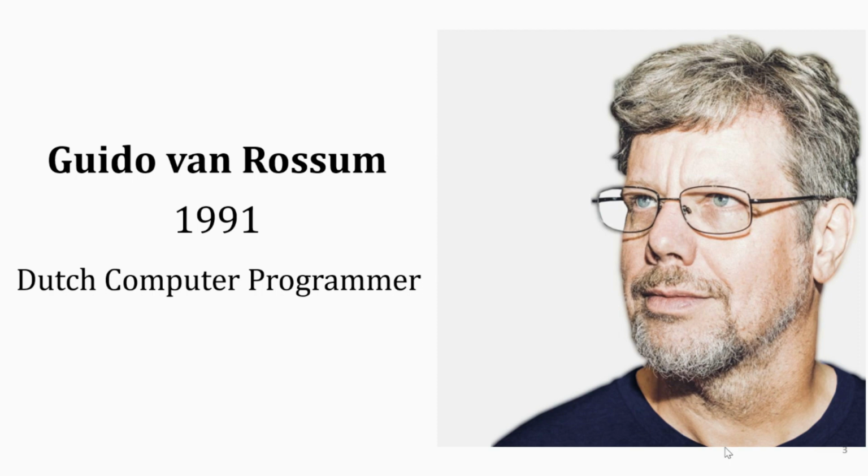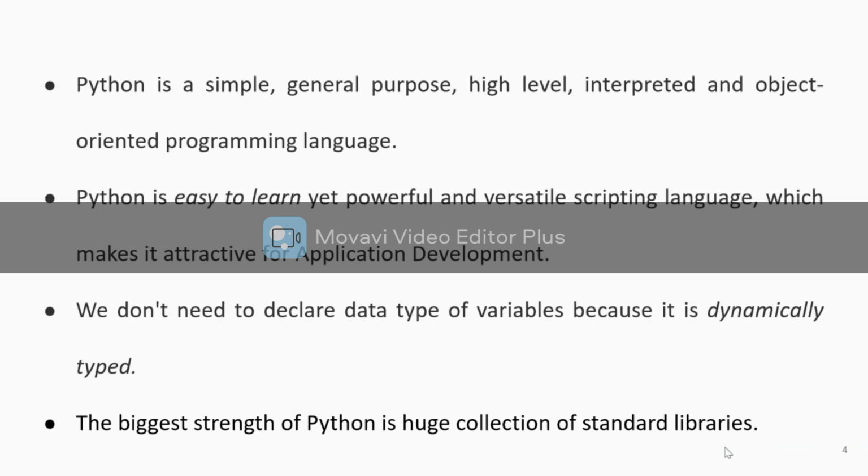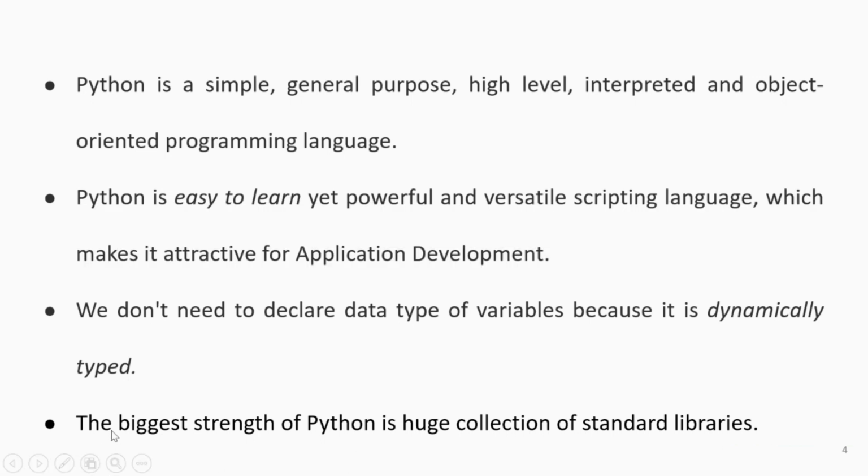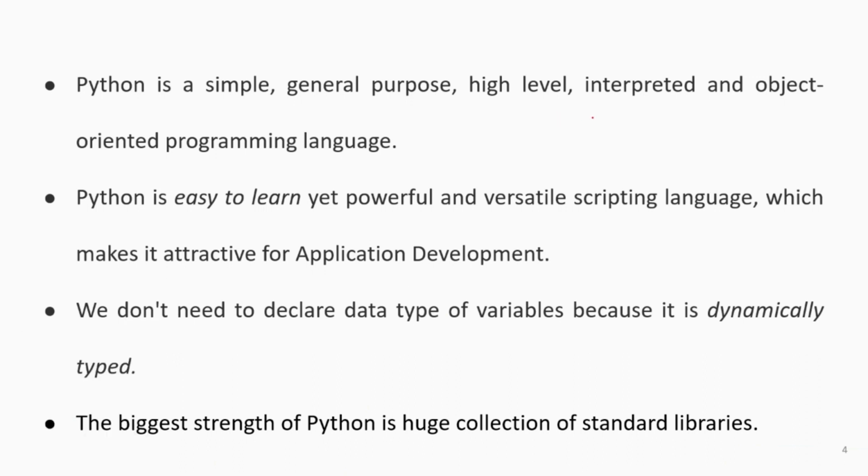Okay, we will start with the Python basics. First of all, the person named Guido van Rossum invented the Python programming language in 1991. Now, some key features of Python programming language. Python is simple, general purpose, high level, interpreted, and object oriented programming language.